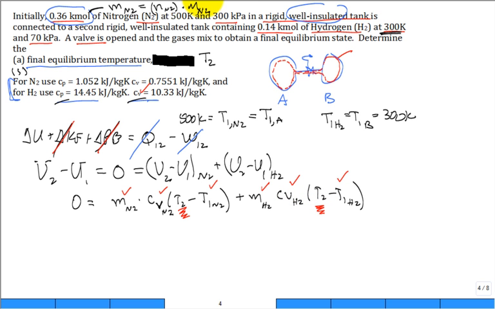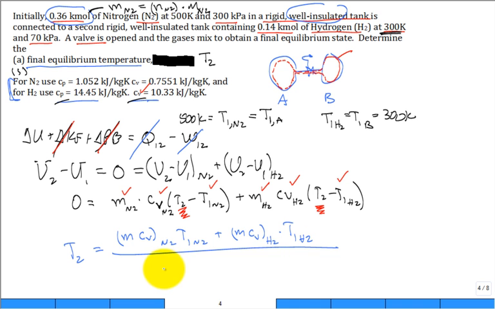At this point, I'll just say that T2 is equal to m CV of the nitrogen times T1 of the nitrogen plus the mass, specific heat, constant volume of the hydrogen times the initial temperature of the hydrogen, divided by m CV of the nitrogen plus m CV of the hydrogen. You solve a few of these like mixing problems, take something hot, something cold, put it together. You see the pattern. This is the general pattern for the final equilibrium temperature. It works for ideal gases. It works for a lot of other things.